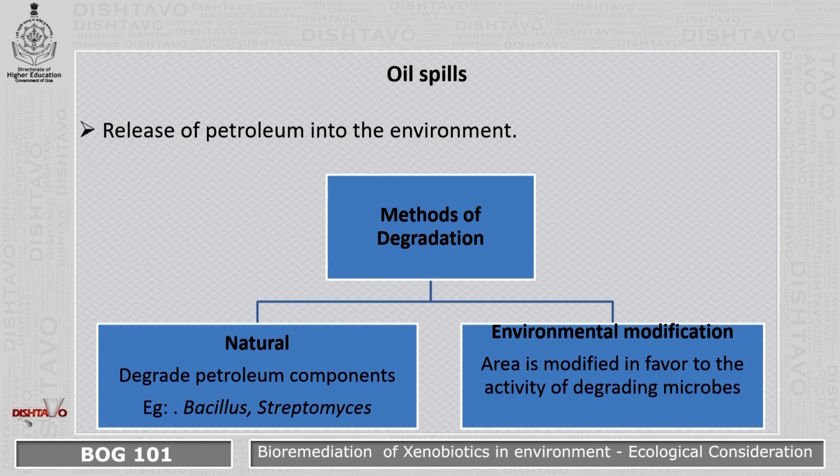Now next is oil spills. Oil spills means the release of petroleum into the environment. There are two methods for oil spills: natural and environmental modification. Naturally, there are some microbes which can degrade the petroleum compounds, example Bacillus and Streptomyces. In environmental modification, the area is modified in favor of the activity of degrading microbes, where the temperature and pH of the environment are changed.